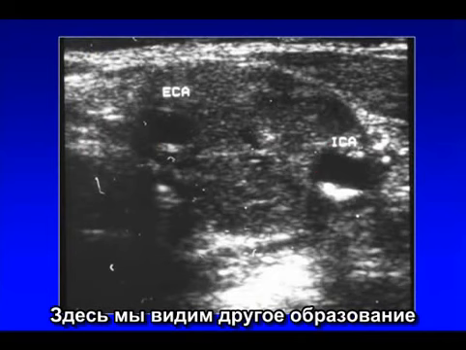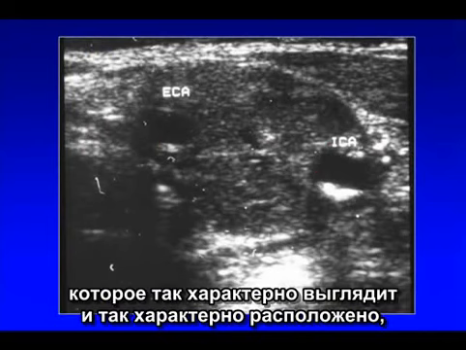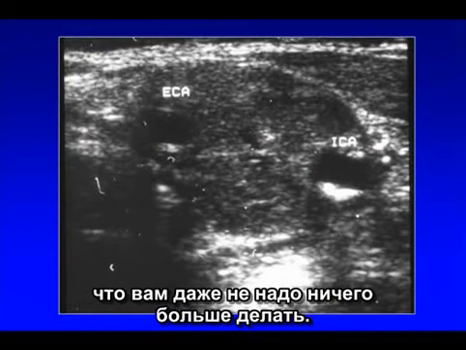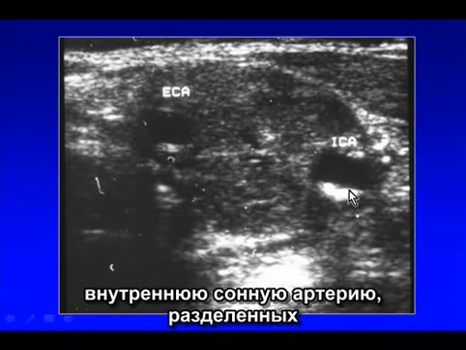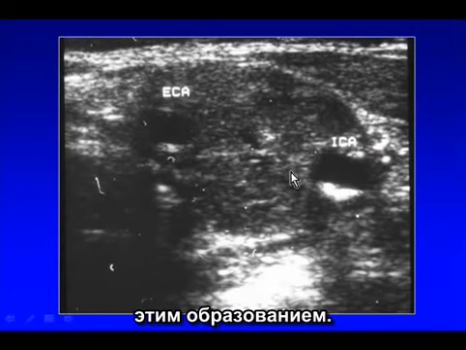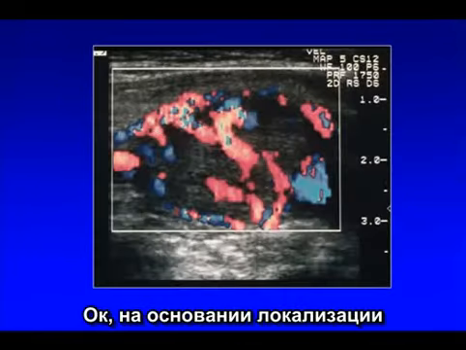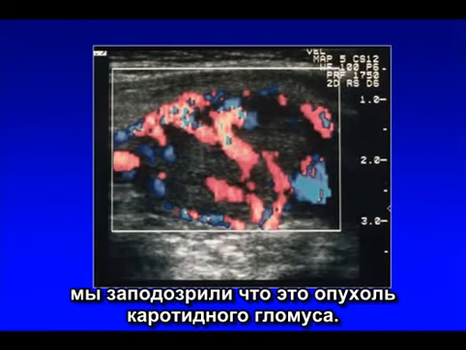Here's another mass that is so characteristic in location, you don't need to do anything else. This patient presented with a mass in the neck and was actually sent for me to biopsy it. This is the external and internal carotid artery that are splayed by this mass. By the location, we were suspicious that it was a carotid body tumor.